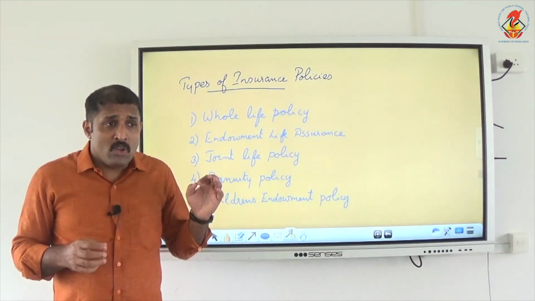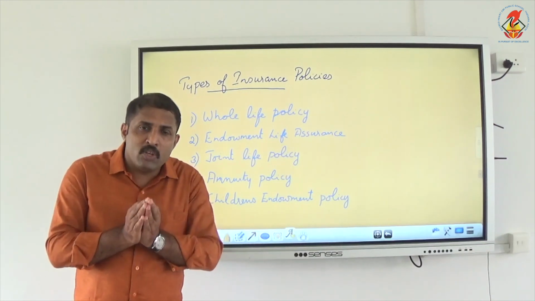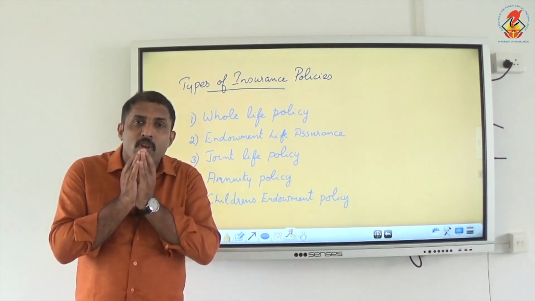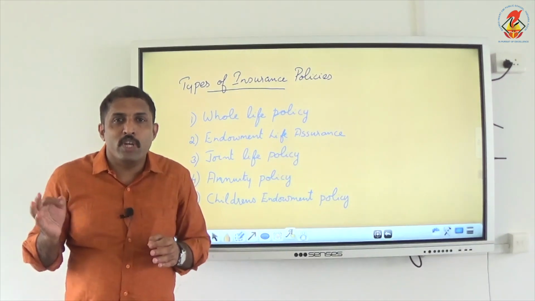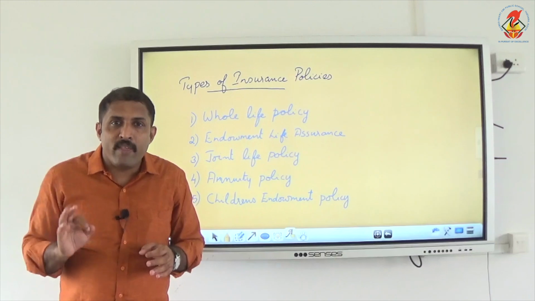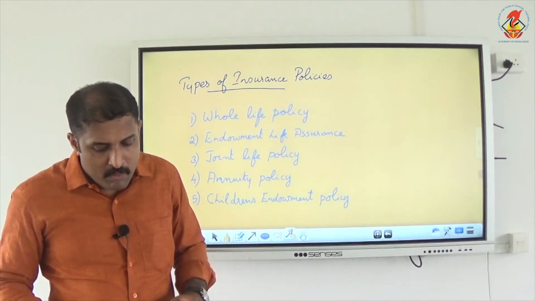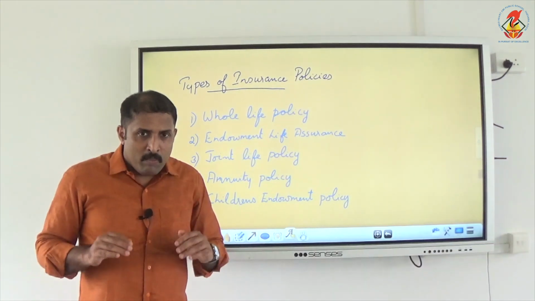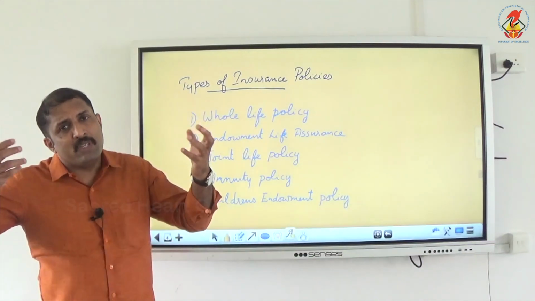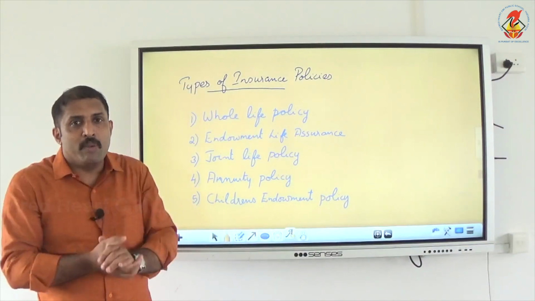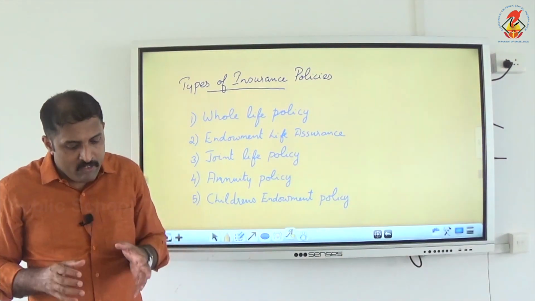In a whole life policy, it is called whole life policy because the amount will not be paid to the assured. The amount will be paid only to the dependents on the death of the person who has taken the policy. The policy will continue till the death of the person. Only on death of the person will this amount be paid to the dependents or legal heirs. That is why it is called whole life policy.